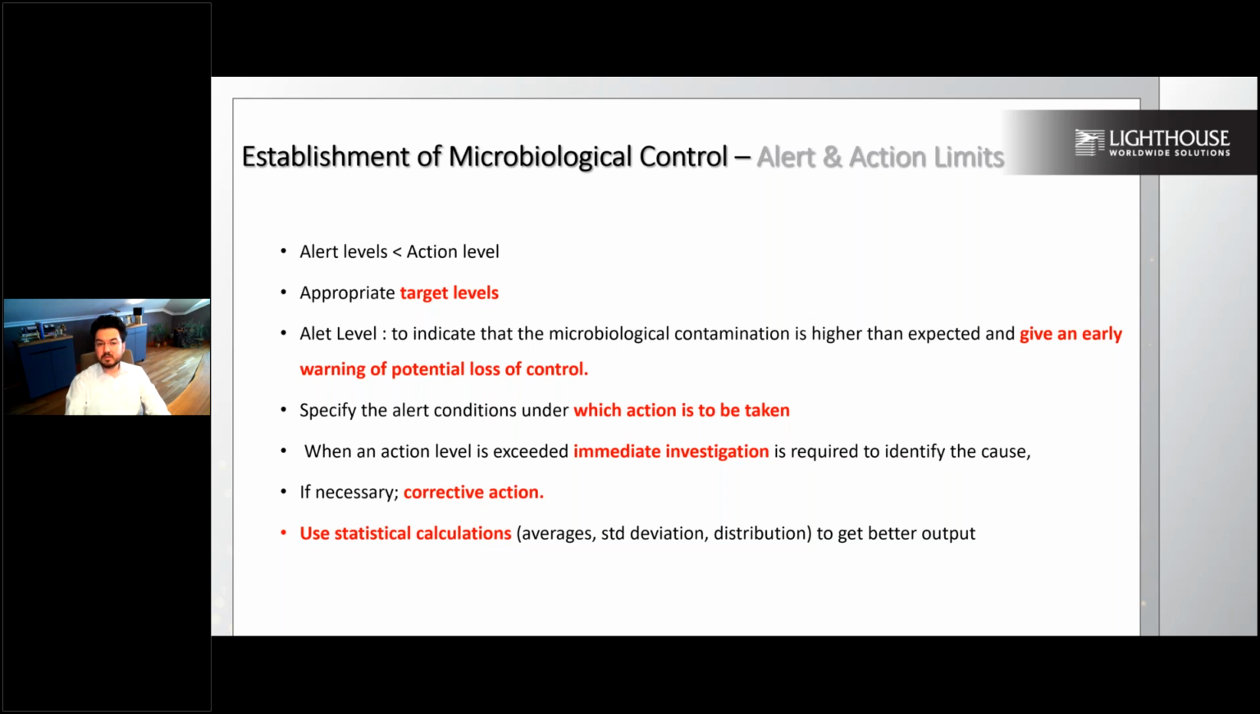Average of your counts, standard deviation, distribution of your microbiological contamination, to get a better output from your infrastructure. Otherwise, a one-time peak in microbiological sampling without investigation may cause a high risk, but having a huge investigation and making a lot of corrective actions for this one-time peak may end up with a lot of peaks at the same location due to a higher level of control.